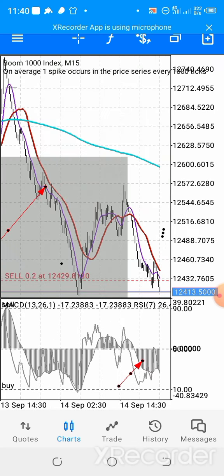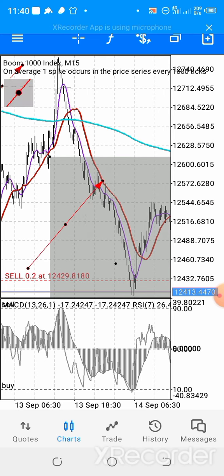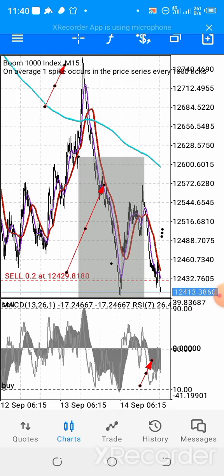So I like to go for retest. Please take notes. I like to go for retest. If H4 is saying I am selling, just be looking for a retest sell and stay safe on it. You can see our trade is progressing.